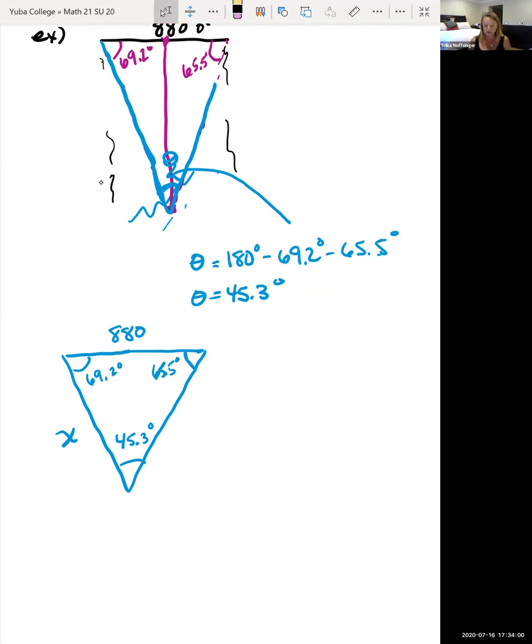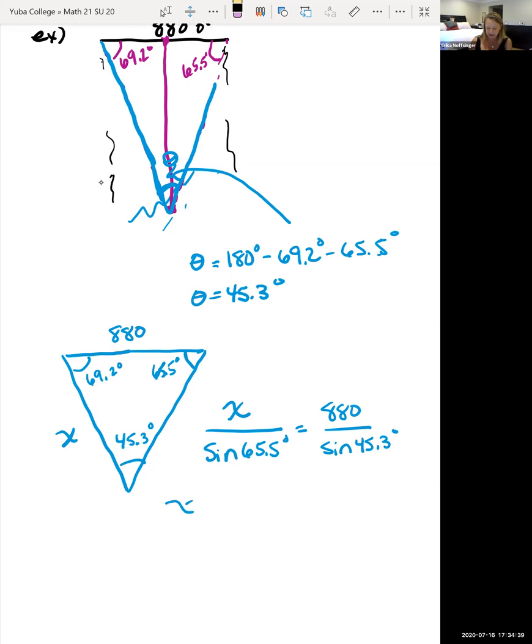Because I'm trying to find a length of a side, I'm going to put that in the numerator. So I'm trying to find X, and that's all over... When we're looking for a side, and we know a side and an angle across, that's cluing me in to use law of sines. So I have X all over sine of 65.5 degrees is equal to the 880 side all over sine of 45.3.